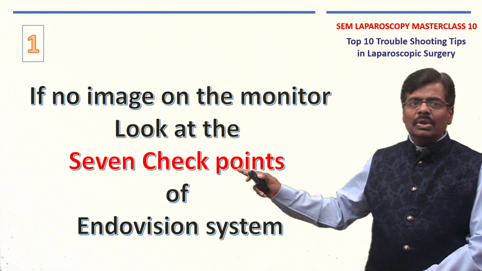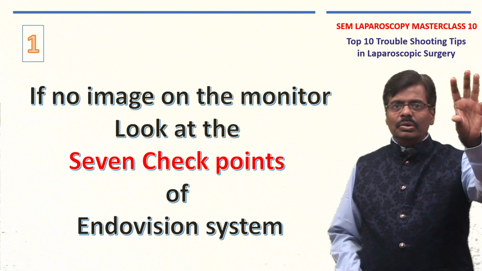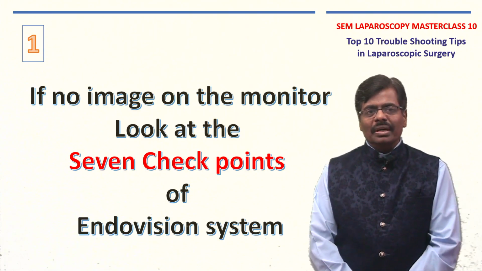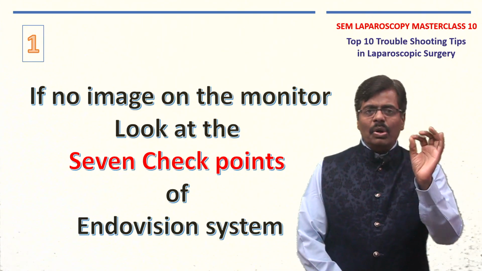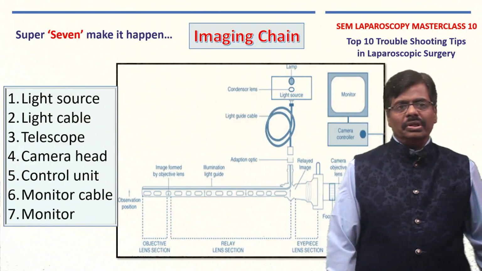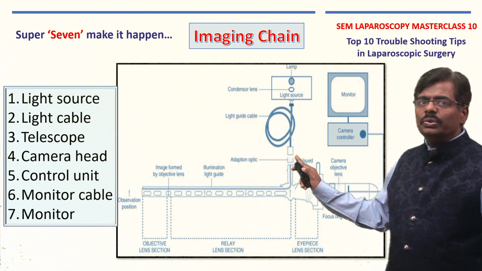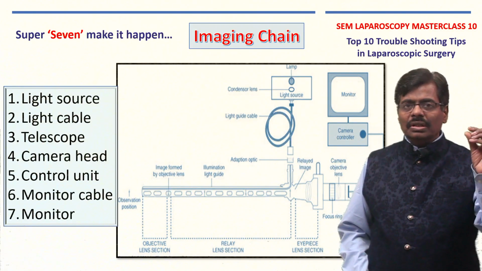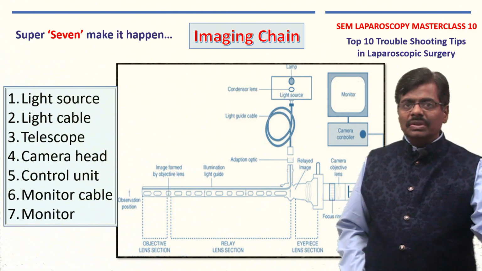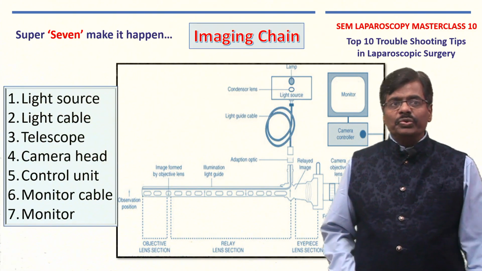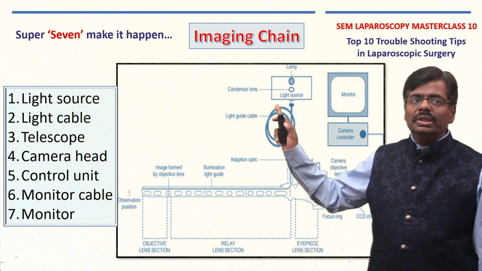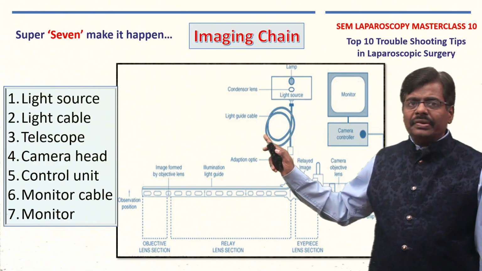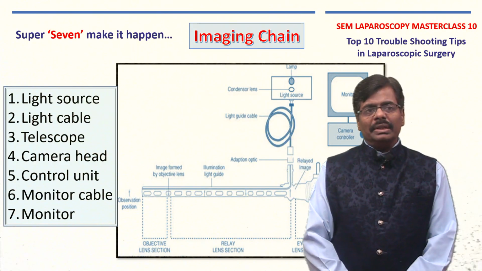Say, for example, whenever you do not see a good image on the monitor, there are at least 7 important areas where you need to concentrate. Like this picture I have shown you, is it the light source? The halogen or xenon bulb hours might have run out, or the bulb might have fused. So, the light source you have to check, or the cable connection or the condition of the cable matters.